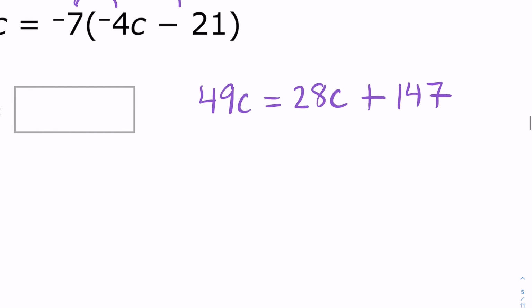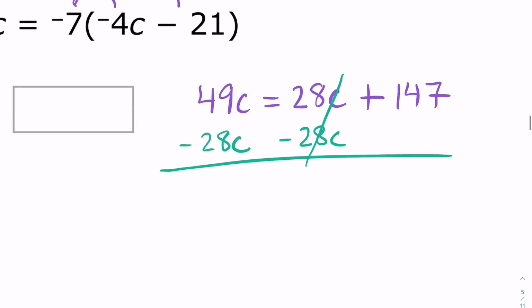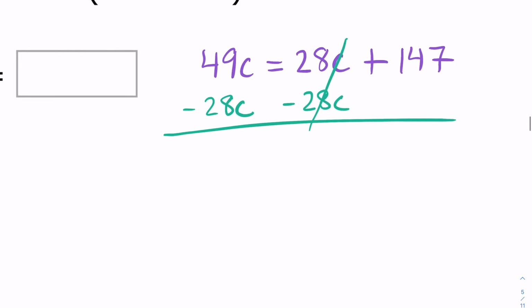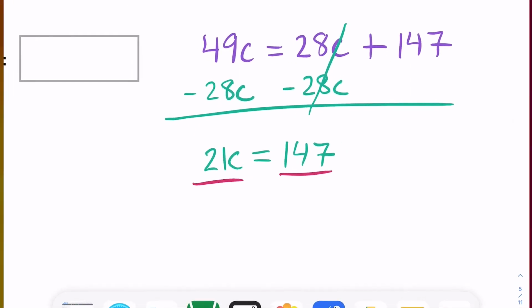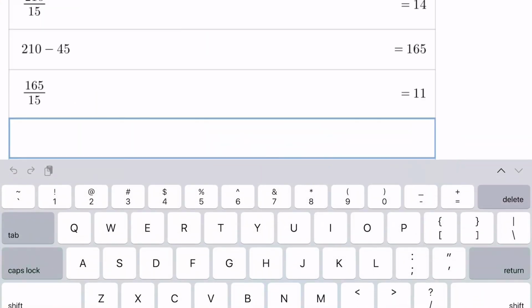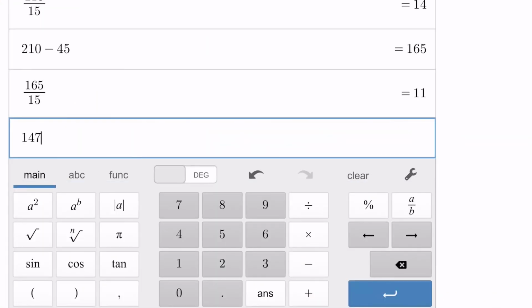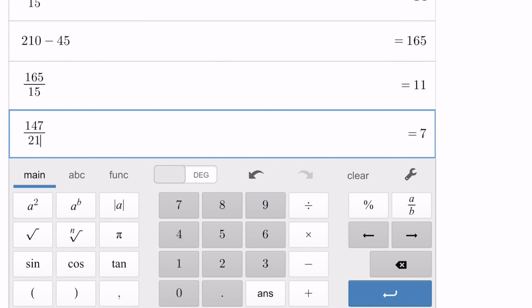All right, next step, take 28c away from both sides. So moving all my variables to one side and all my numbers to the other. So I get 21c equals 147. Now, if you need a calculator at this point, that's fine. So again, remember Desmos. 21c equals 147. So 147 divided by 21 is going to be 7.